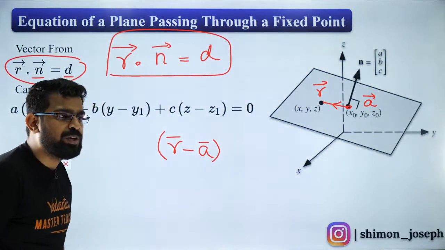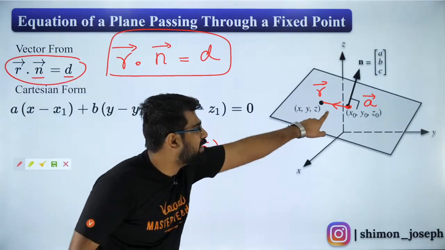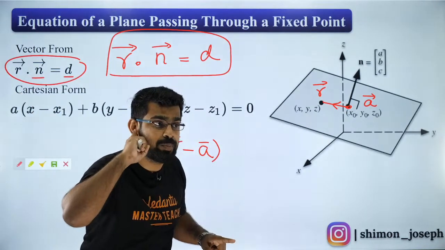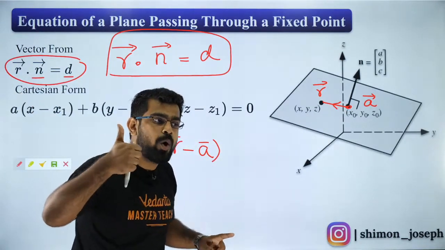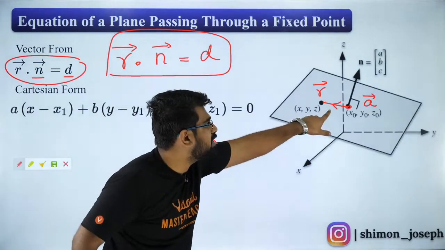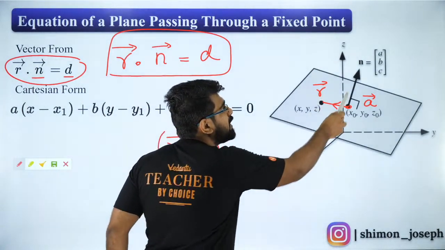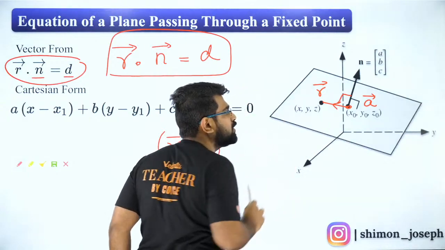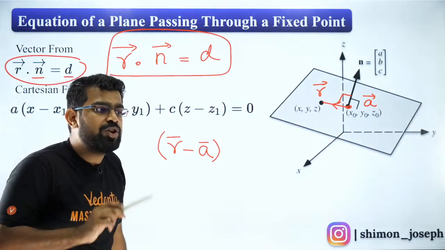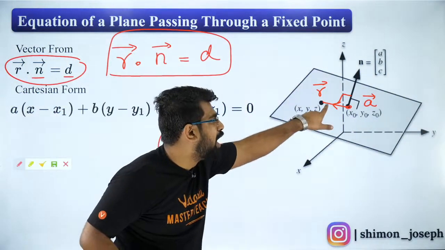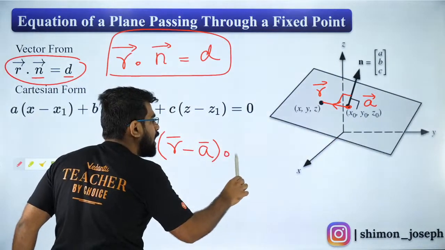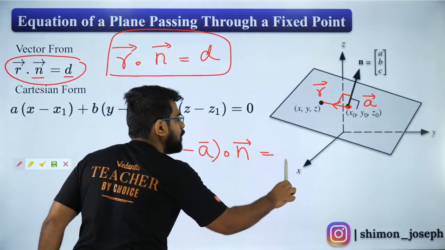Do you all agree with me on that? Can I say this vector is r minus A? Everybody listen to me. Are you all clear with it? So this vector is r minus A and the normal to the plane will be perpendicular to r minus A. So can I say dot n vector will be 0?